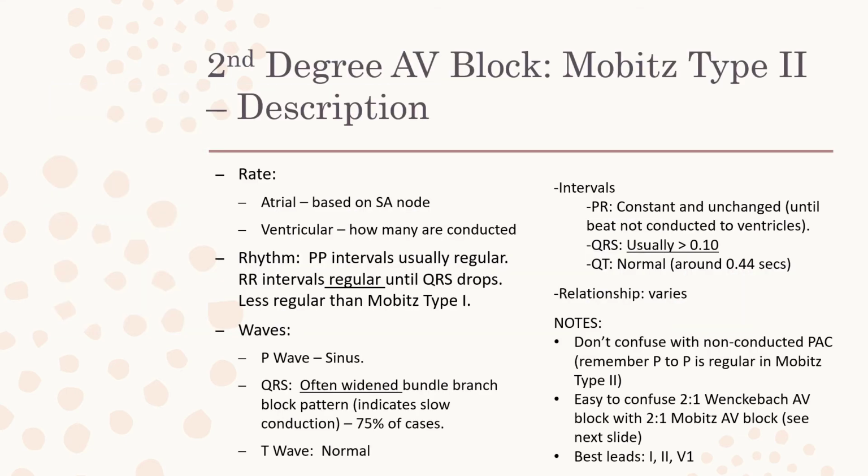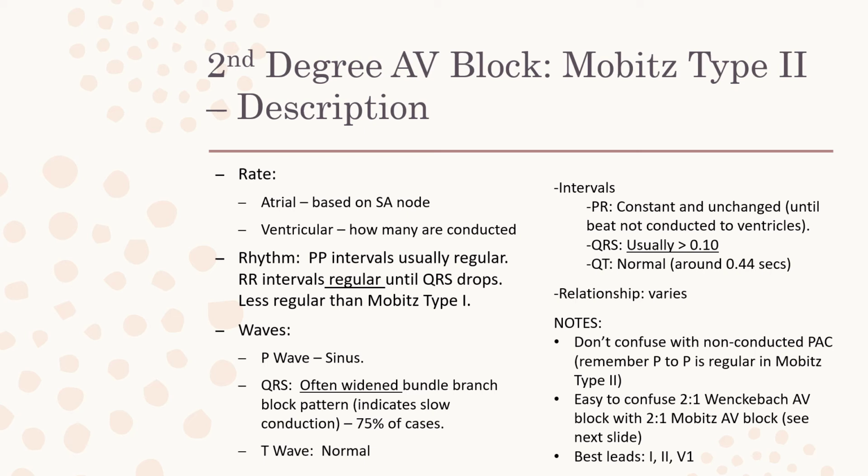So the atrial rate is going to again be based on the SA node, and the ventricular rate depends on how many impulses are conducted down to the ventricles. The P to P intervals are usually regular. The R to R intervals are regular until there's a drop in the QRS, and there may be varying conduction. This is less regular than Mobitz type 1. Your P wave is sinus. Your QRS is often a widened bundle branch block pattern, which indicates slow conduction.